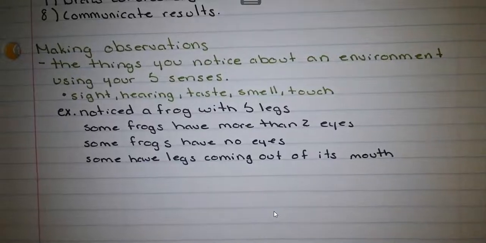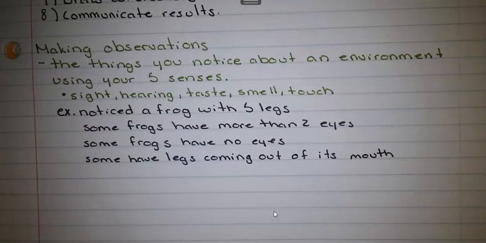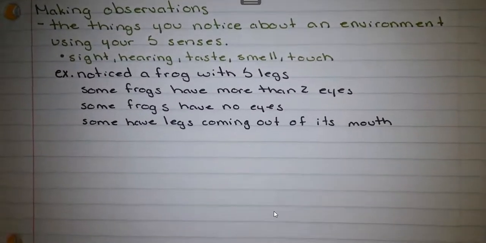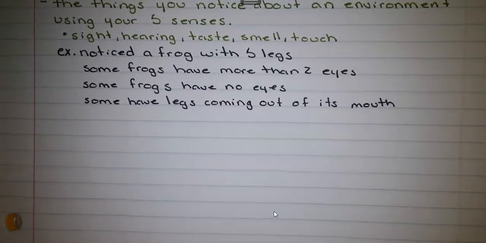Okay, and all I was doing while I was at that pond was collecting water samples. But these are observations that I saw using my five senses. So, just seeing these frogs with extra limbs made me create a question. Okay, so that leads us to step number 2. Ask a question.